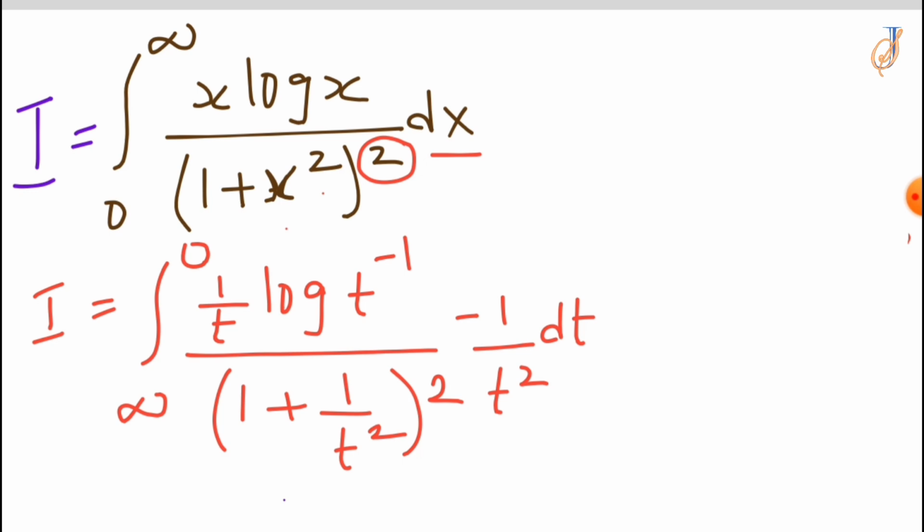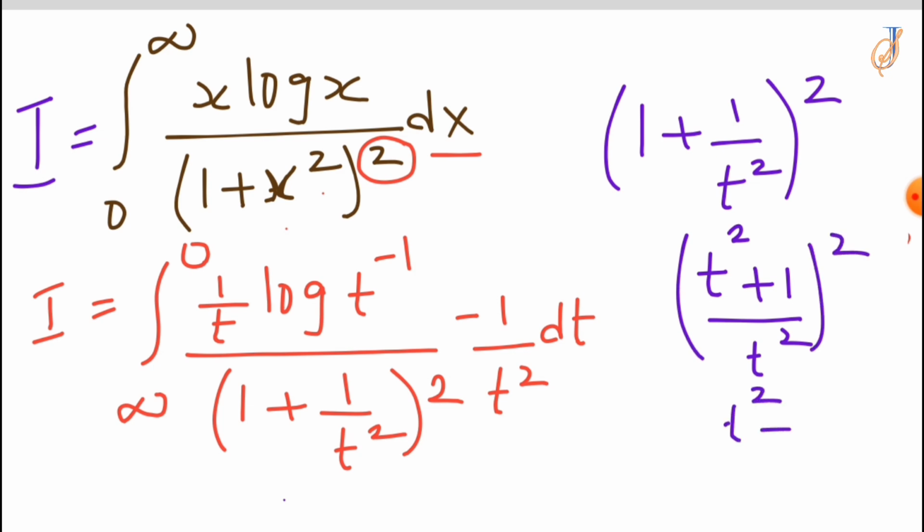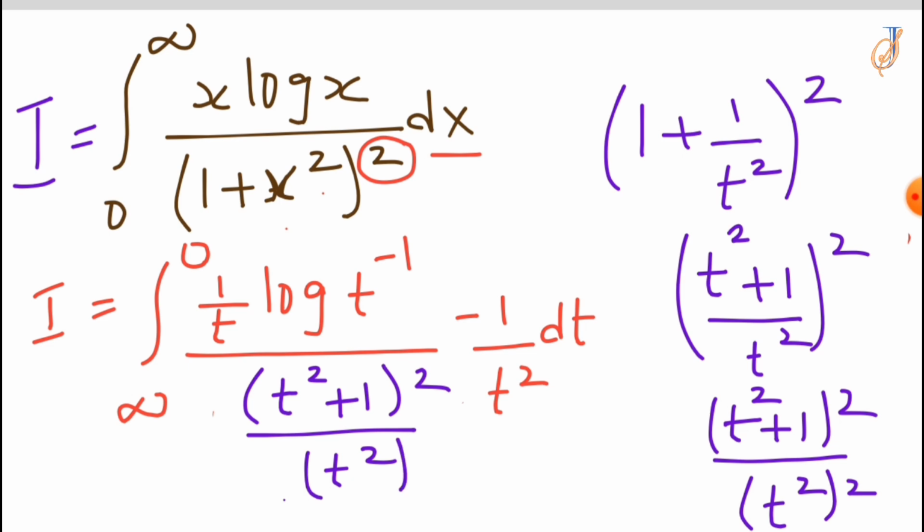Observe the denominator. We have 1 plus 1 over t power 2 whole power 2. If you take LCM here, we'll get t power 2 plus 1 over t power 2 whole power 2, isn't it? This we can write as t power 2 plus 1 whole power 2 over t power 2 whole power 2, isn't it?